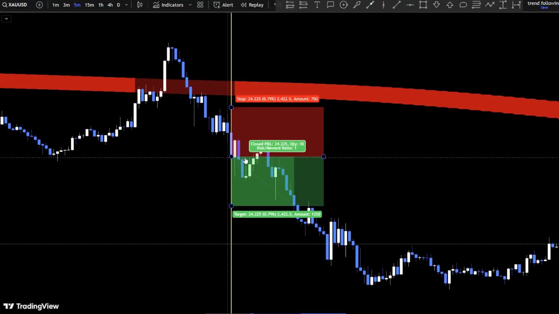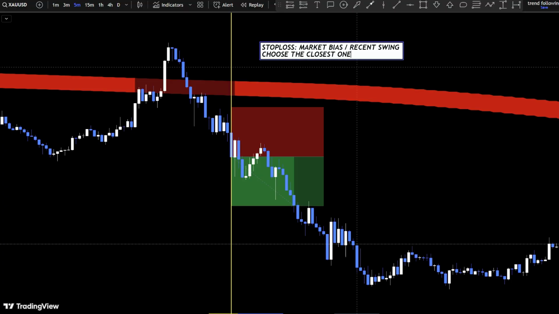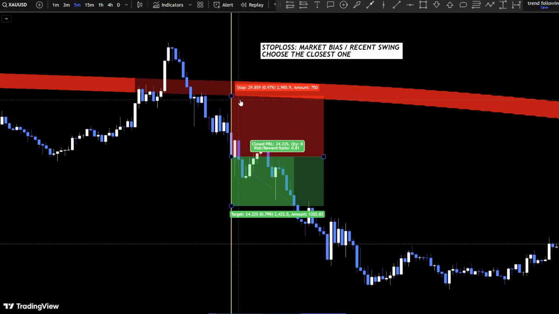To protect our trade, the stop loss is crucial. A good spot to place it is just above the most recent swing high, or you could even place it close to the market bias line. Choose whichever feels a bit tighter and makes sense in the current market conditions.